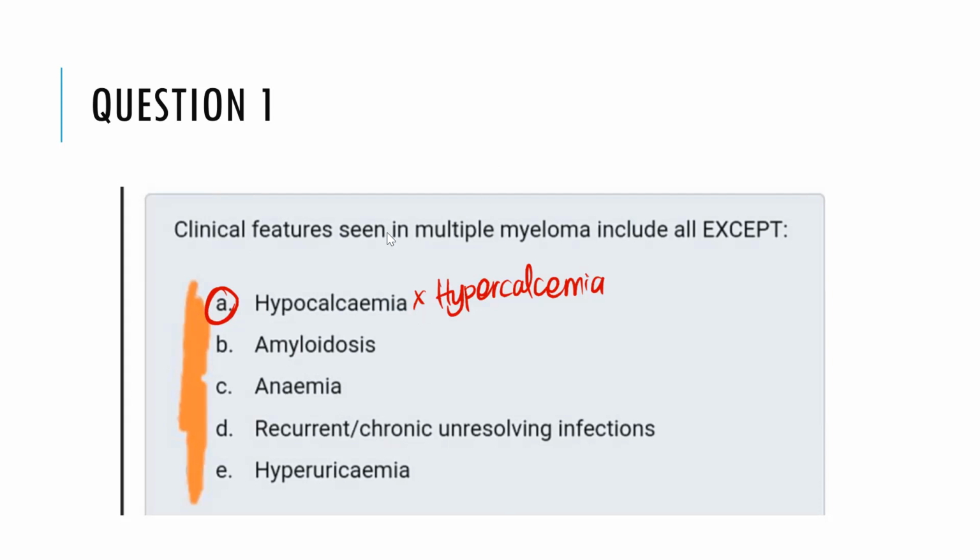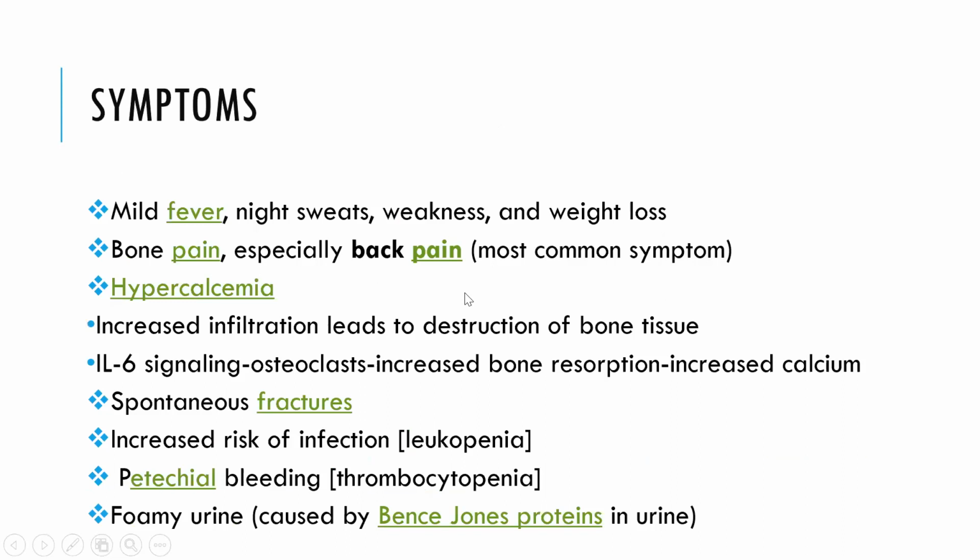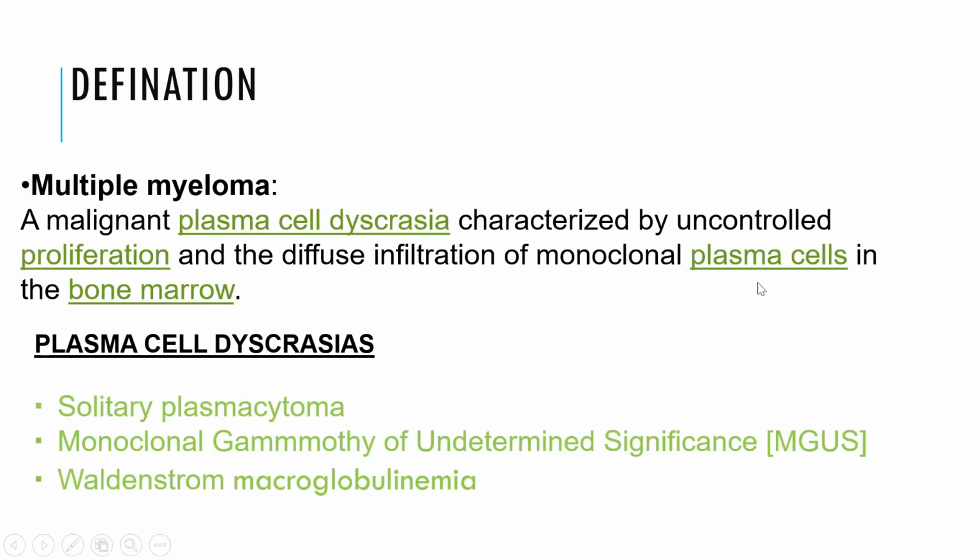Multiple myeloma is a malignant plasma cell dyscrasia characterized by uncontrolled proliferation and the diffuse infiltration of monoclonal plasma cells in the bone marrow. So what you need to focus on so that you can be able to tell the clinical features is this part where it says, diffuse infiltration of monoclonal plasma cells in the bone marrow. So when there's diffuse infiltration, it means that the function of the bone marrow of producing red blood cells, white blood cells, and platelets will be dysfunctional, or it will be deranged.